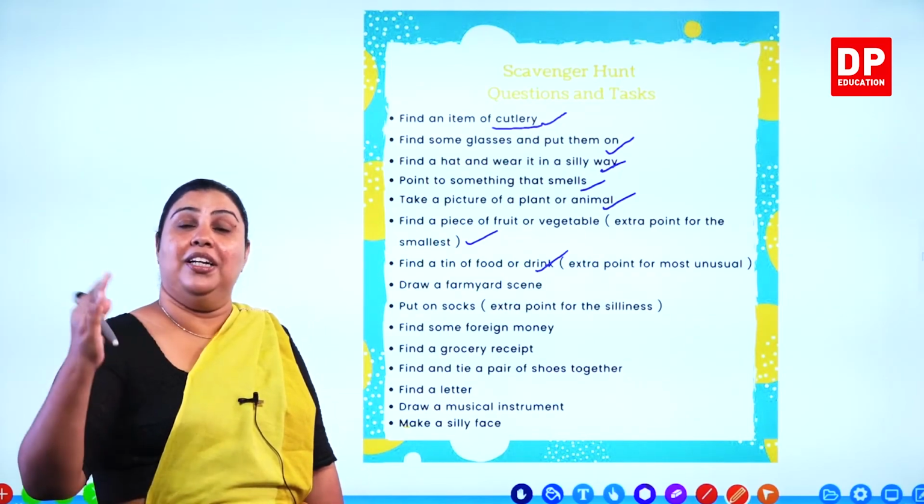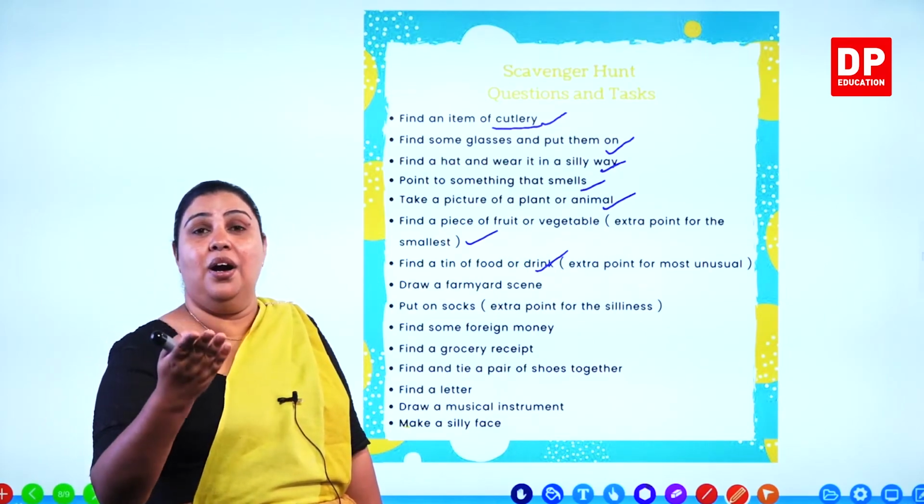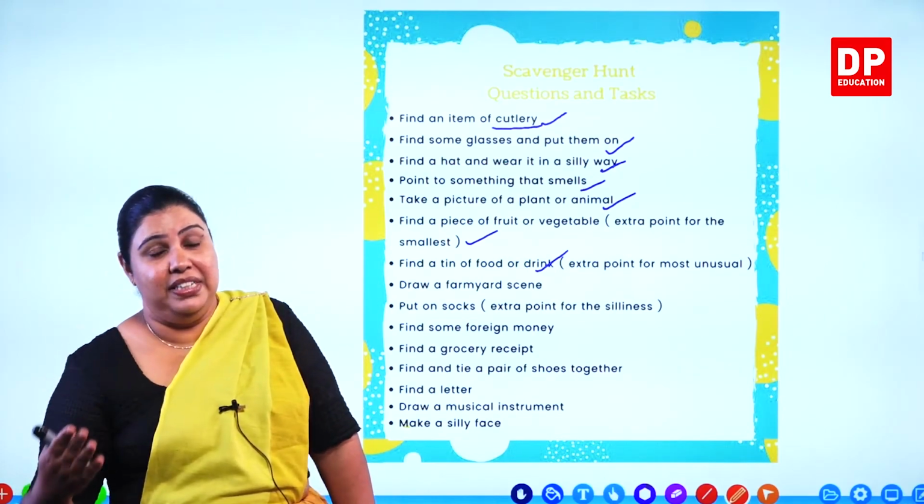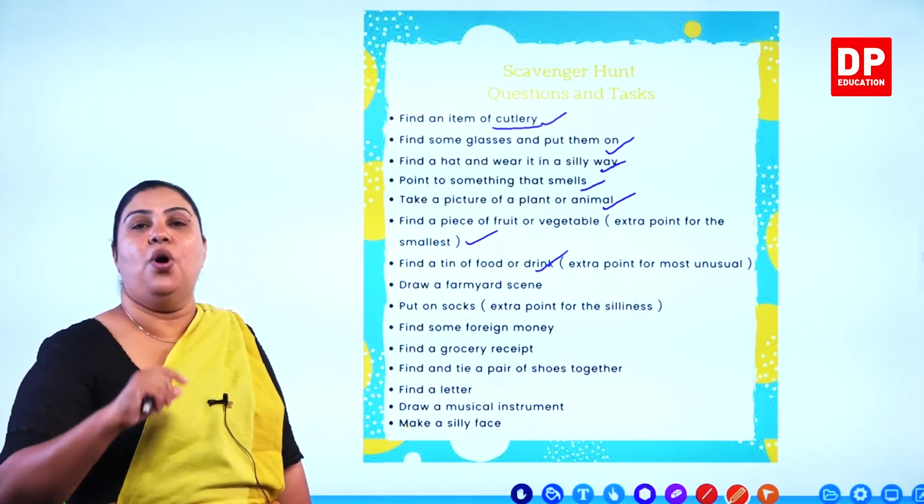In the farm, you get a lot of animals like hen, chicks, then goats and cows and horses, and there are vegetables and fruits grown in farms, right? So you can draw a scene.